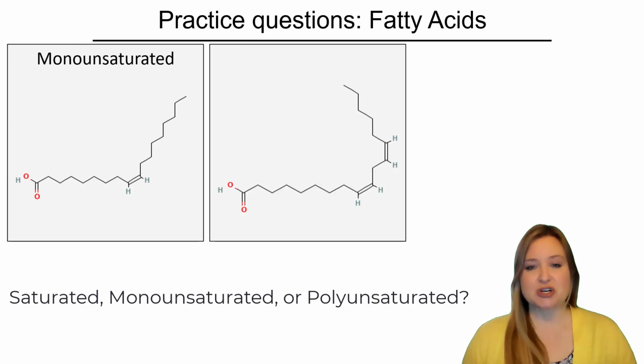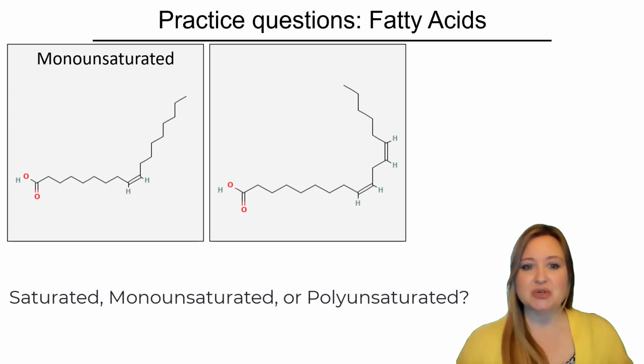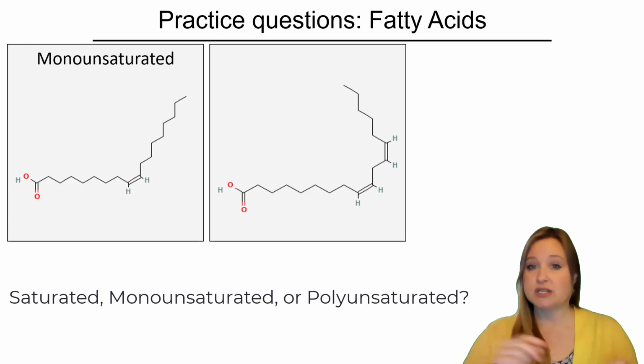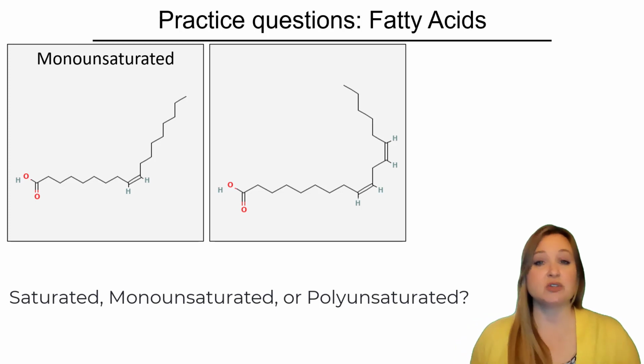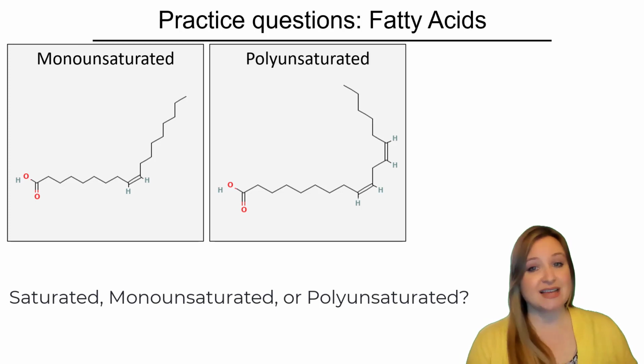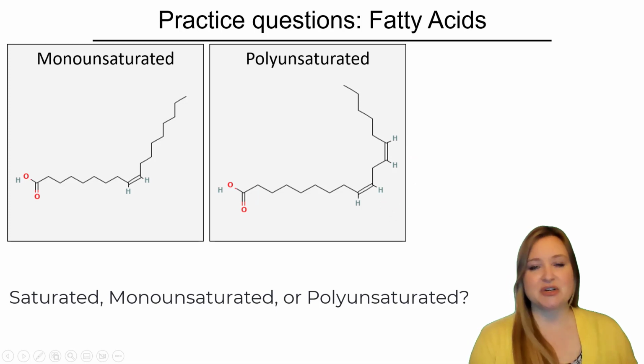Okay, so here's another structure. Is it saturated, monounsaturated, or polyunsaturated? Now, again, you're going to disregard the carboxyl group on the end. That's the part that's going to bond to the glycerol. And we're looking specifically for our rules here at the hydrocarbon part, the rest of the molecule that's only made up of carbons and hydrogens. And here, maybe you said polyunsaturated, and that would be correct because we have 2 double bonds found in this part of the molecule. 2 double bonds, that means polyunsaturated because polyunsaturated means more than one double bond.